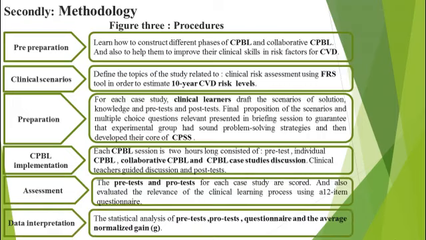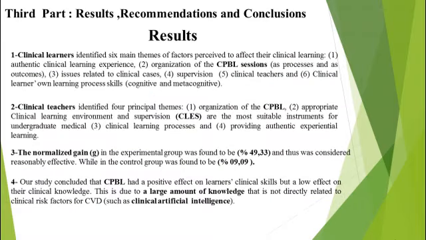Right now, let's move into our last part, third part, related to our results, recommendations, and our conclusions. First element of our third part related to our results. First result related to clinical learners identified 6 main themes of factors perceived to affect their clinical learning: authentic clinical learning experiences; second, organization of the CPBL; third, issues related to clinical cases; fourth, supervision; fifth, clinical teachers; and finally, clinical learners' own learning process skills.